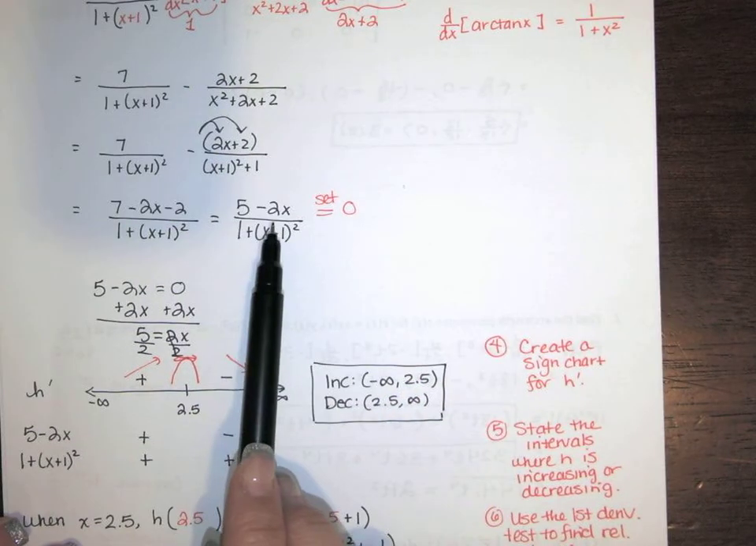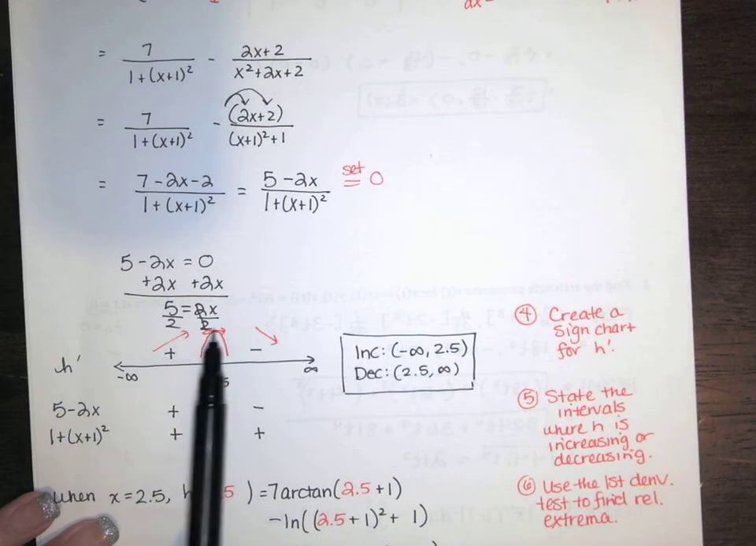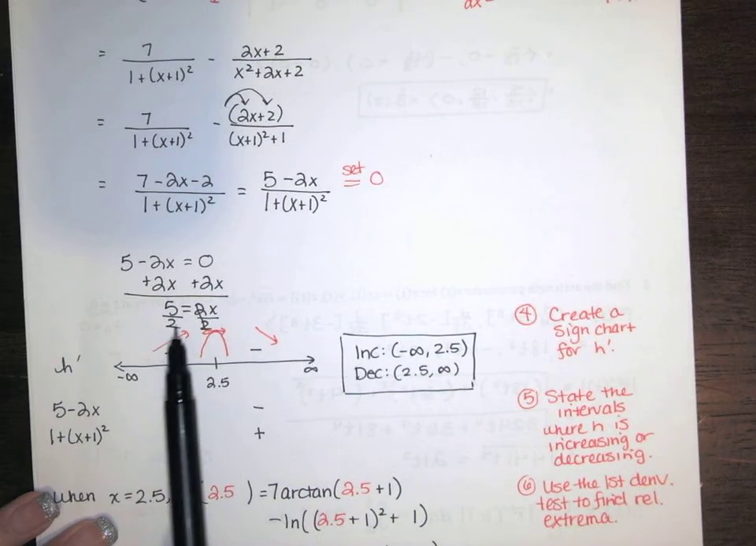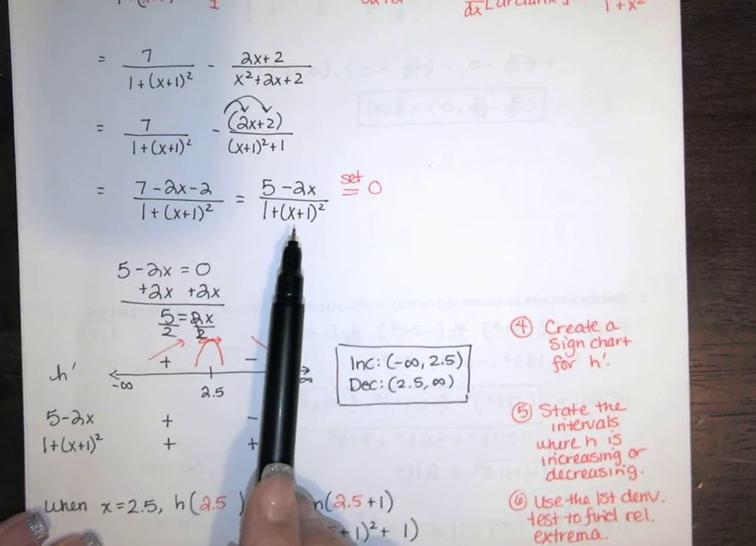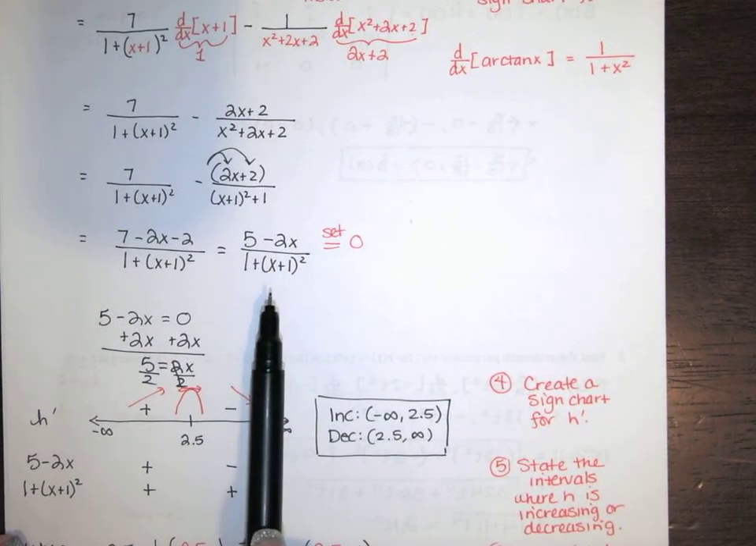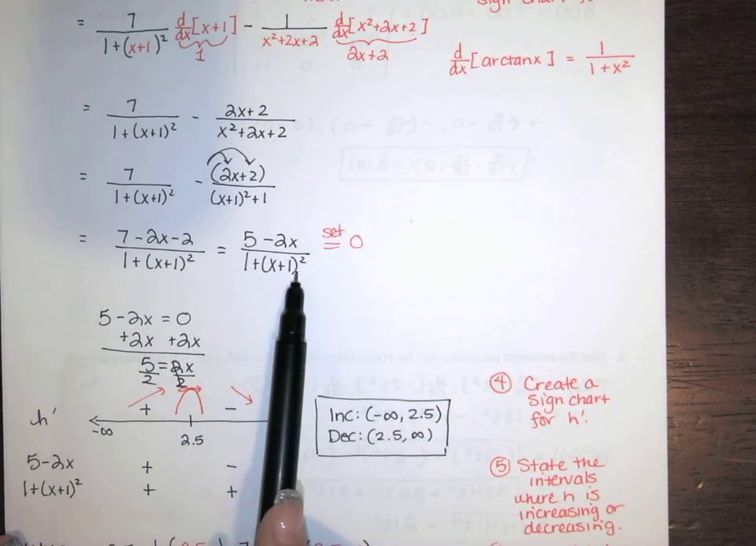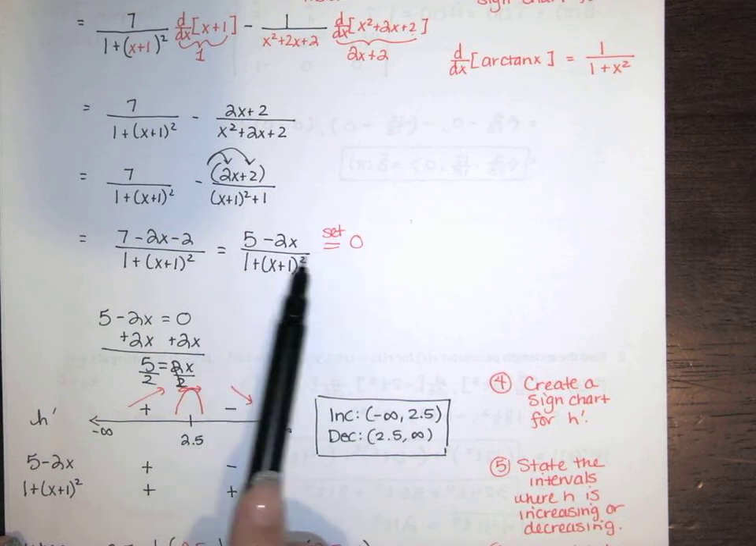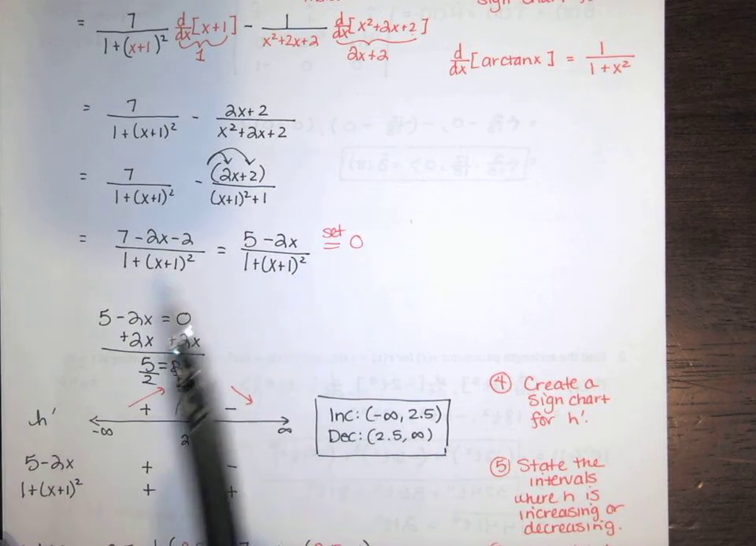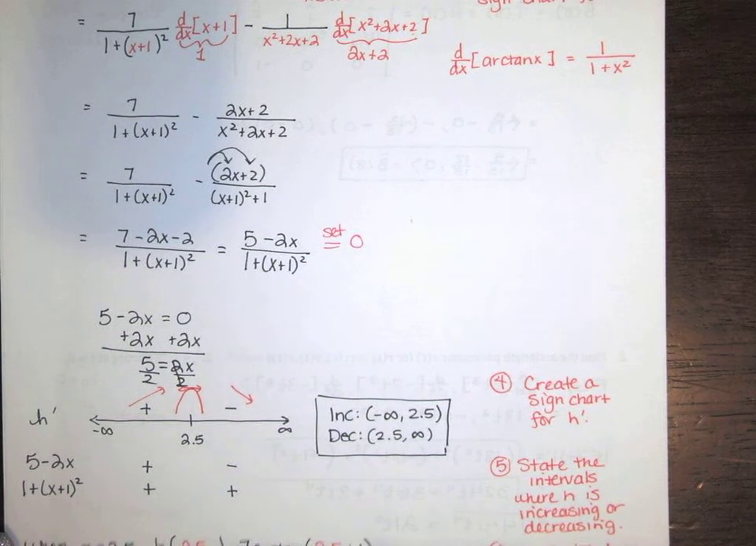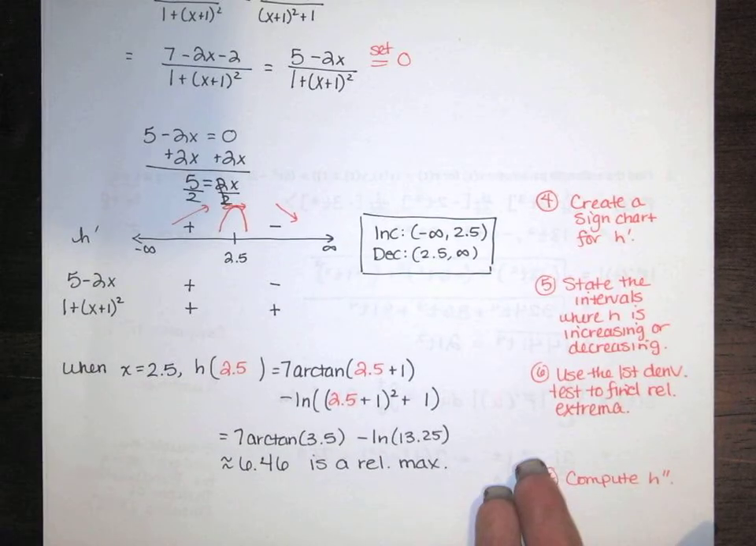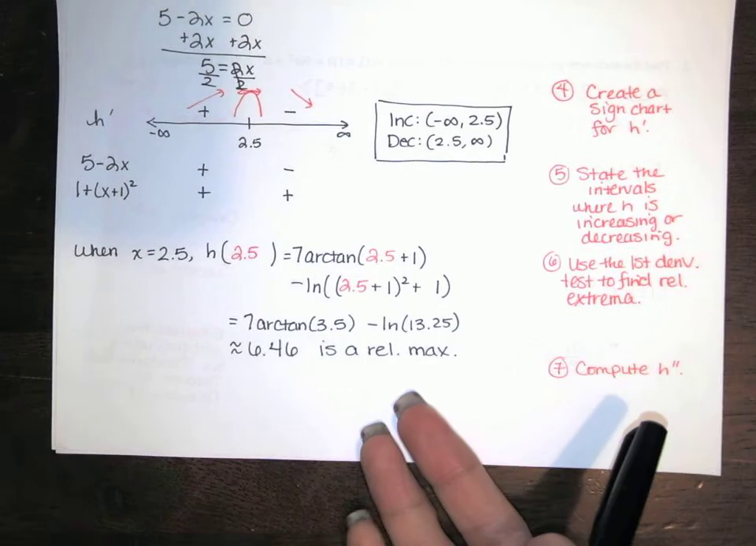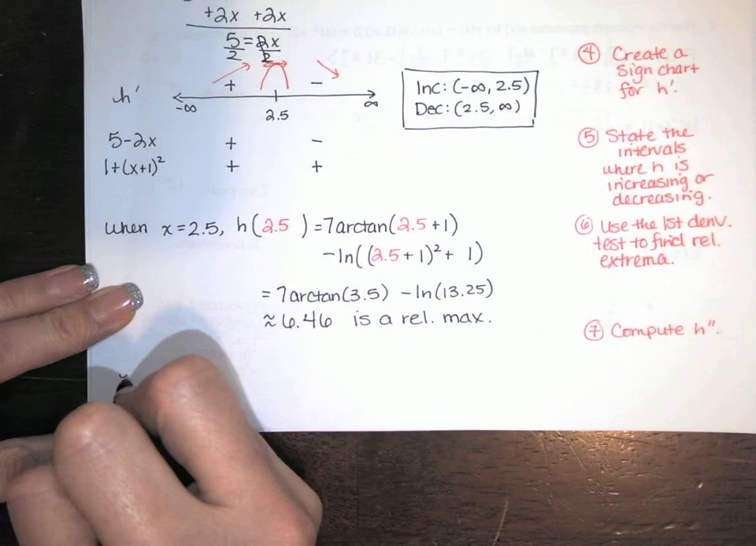When we set h prime equal to 0 and solve for x, we got x equals 2.5. But we didn't talk about when h prime is undefined. Well, since this is a perfect square, this is always positive except for when it's 0. When we add 1 to it, it's always positive. So h prime is always well defined, and that's nice. We're good there. Okay, so now we want to compute h double prime.